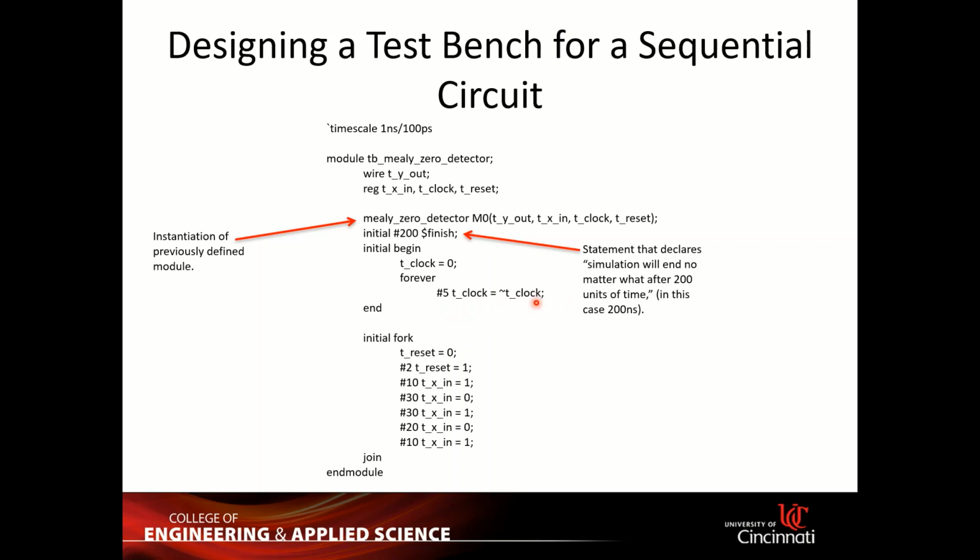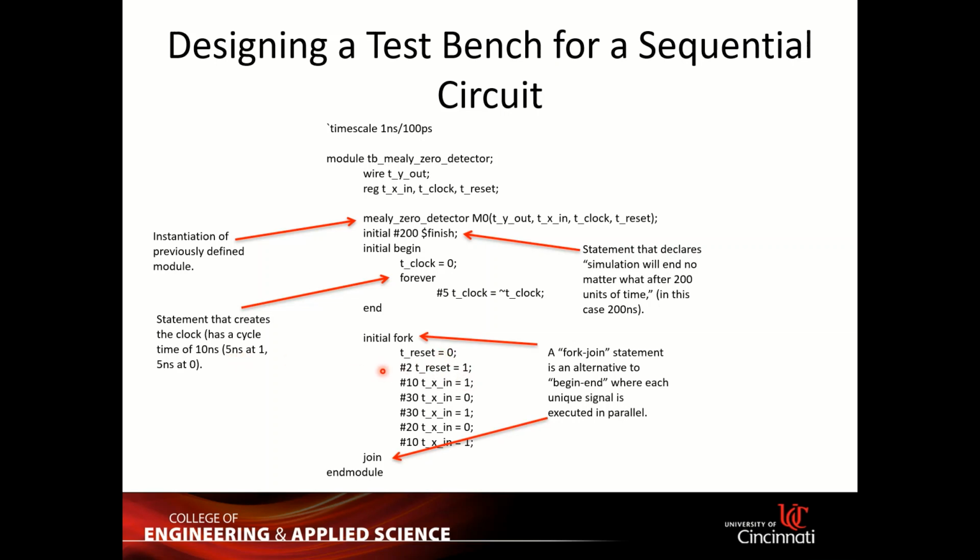Flip the clock value. So pause and ask yourself a question: what is the clock period in here? The answer is the clock period is 2 times this, so it's 10 nanoseconds. So the clock cycle has a time of 10 nanoseconds.